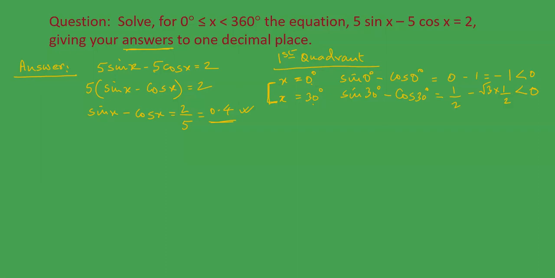We have explored up to 30. Let us take x equals 45. What happens at x equals 45? Sin 45 minus cos 45. Sin 45 is 1 over root 2, minus cos 45, which is also 1 over root 2. This is equal to 0.